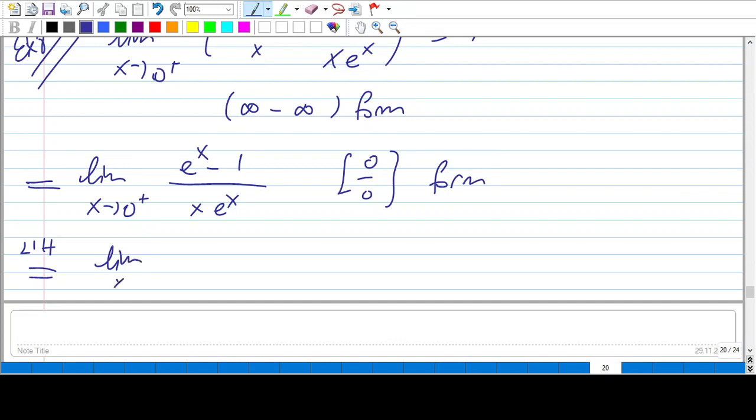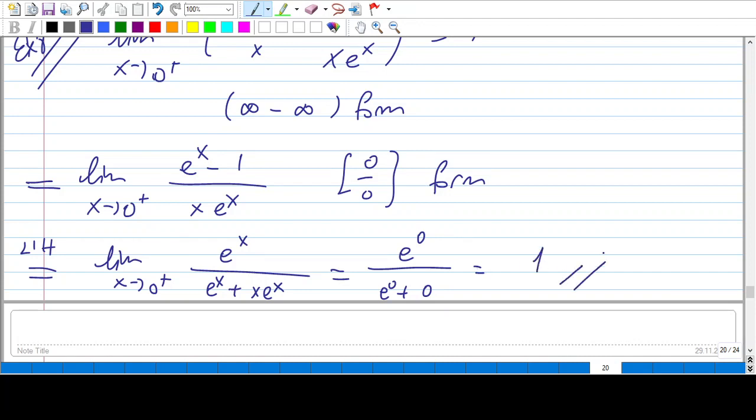So limit as x goes to 0 from the right side: the derivative of e power x with respect to x is e power x again. In the denominator, the derivative of the first factor x is 1, times e power x, plus x times e power x. If you put 0, it will give us the result e power 0 over e power 0 plus 0, which is 1. The result is 1 again.